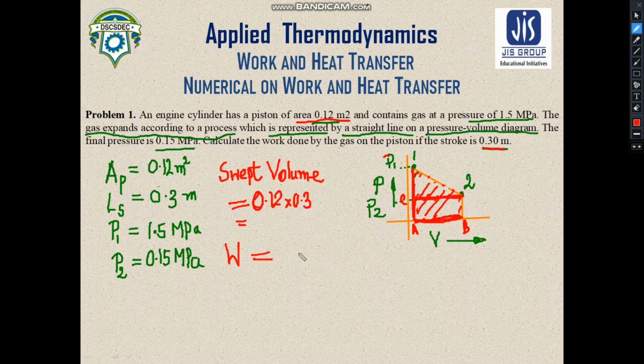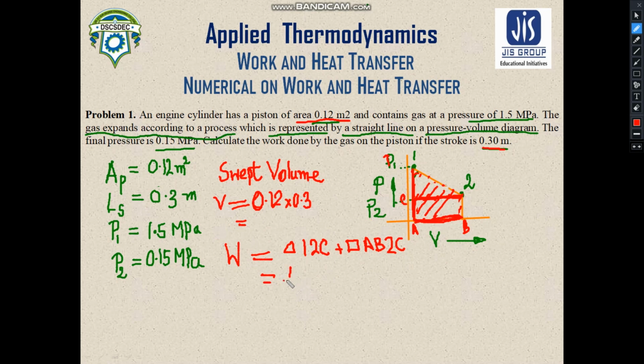W is for the work transfer, so it is the area of 1 to C. This is for the triangle and this is for the rectangle, so we can write A B to C. I will not be writing all the information, I will just be referring to the basic data, like P1, P2 and V. So this is our V.